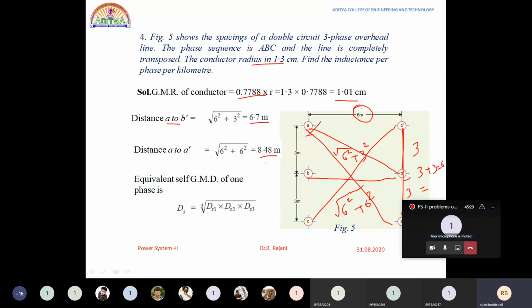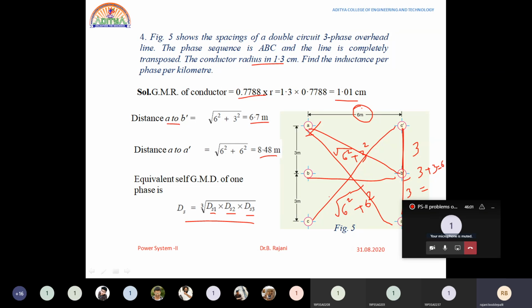The equivalent self-GMR of one phase, DS, is equal to, what is the formula? Here we have the 3 conductors A, B, C, a double circuit line. So DS equals cube root of DS1, DS2 and DS3. Why? Because we have conductor A, conductor B and conductor C. You have to find the self-GMD for conductor A, the self-GMD for conductor B as well as the self-GMD for conductor C. You need to find it like that.